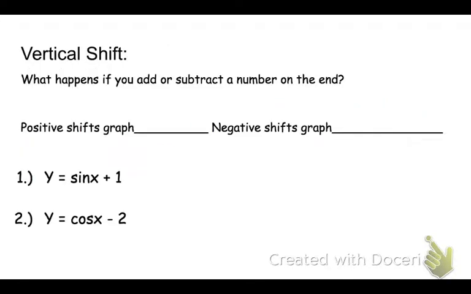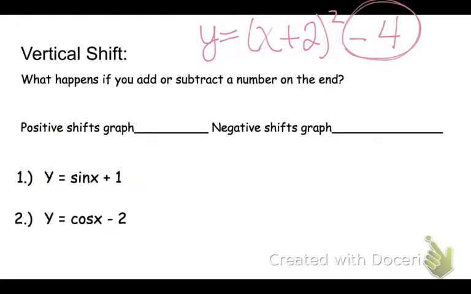Next would be vertical shift. When we talk about a vertical shift, which direction are we moving? That's right, vertical is either up or down. And typically when we move a function up or down, that means we've added or subtracted a number at the end of the equation. We know from long time ago, if I had a function y equals (x plus 2) quantity squared minus 4, this minus 4 on the backside means I went down 4 units.